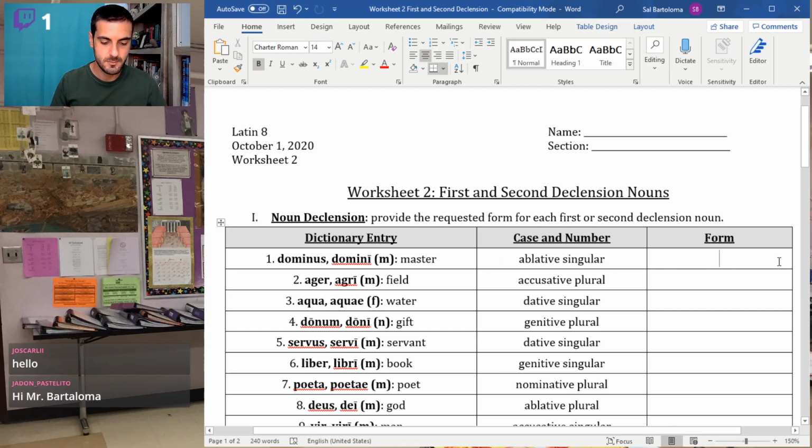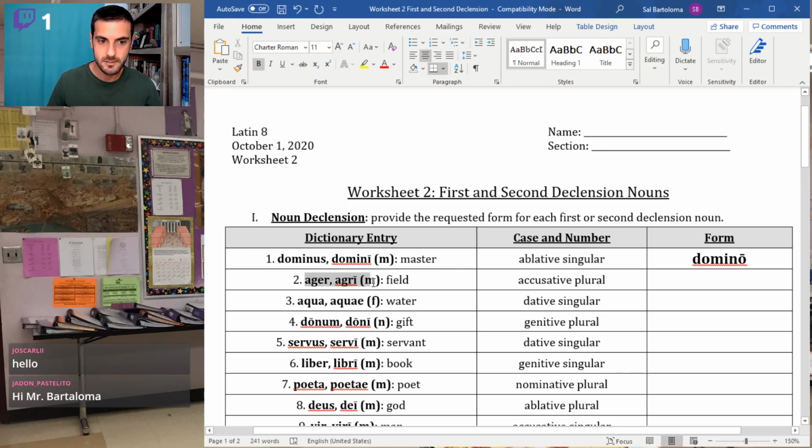So the stem of this word is going to be domin, right? And then the ending for ablative singular is domino. How do I know it's domino? Well, I do know all my declensions, but also I'm always thinking about patterns, right? Ablative singular always is a vowel. It's always just a vowel by itself.